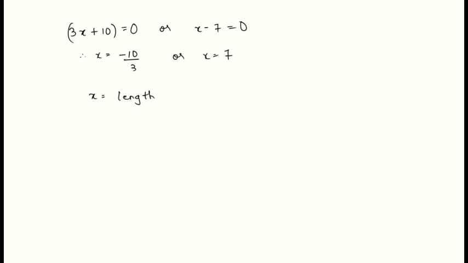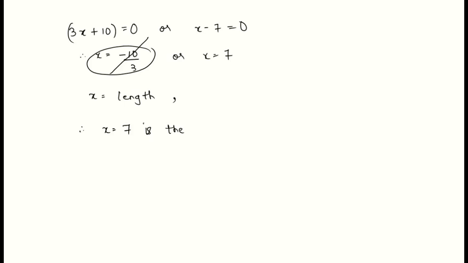So we can write it here as 3x plus 10 is equal to 0 or x minus 7 is equal to 0. Therefore here x is equal to minus 10 upon 3 or x is equal to 7. But what is x? x is the length and length is never negative. So x is equal to minus 10 upon 3 is not acceptable and hence length is 7. x was considered as length.